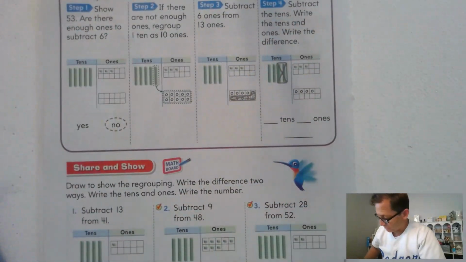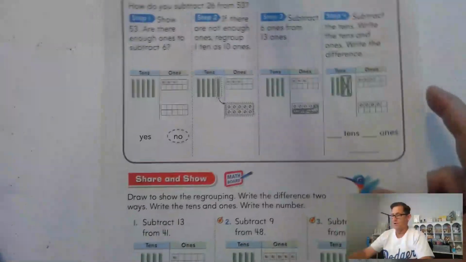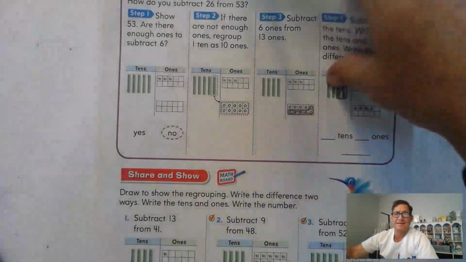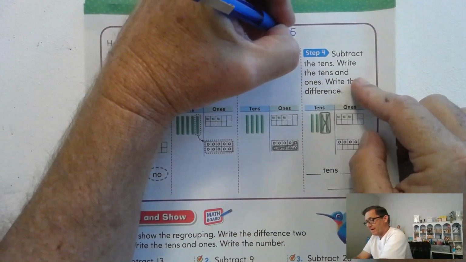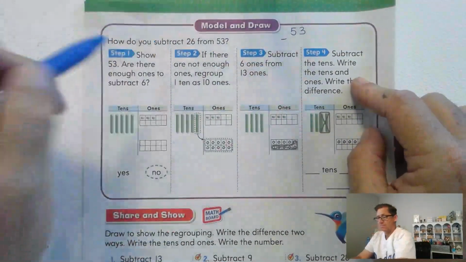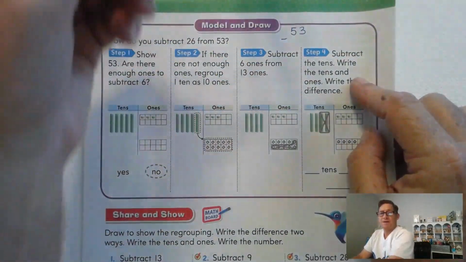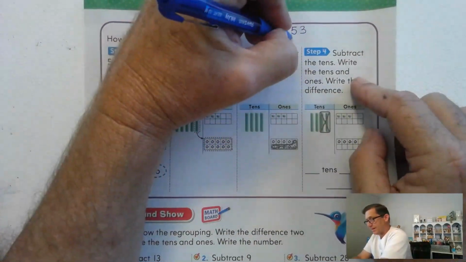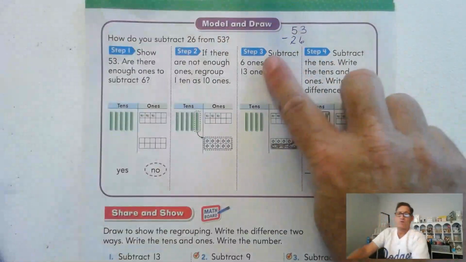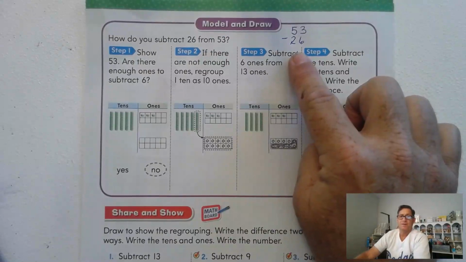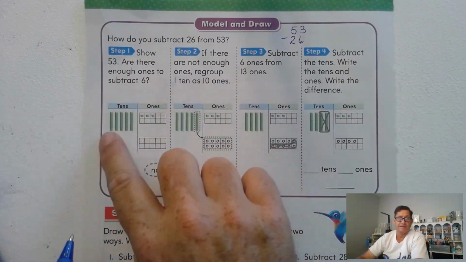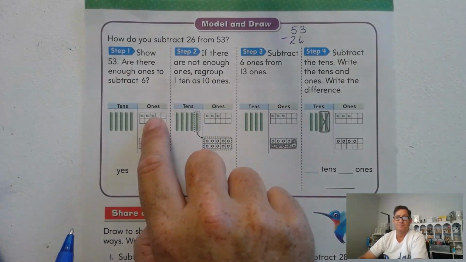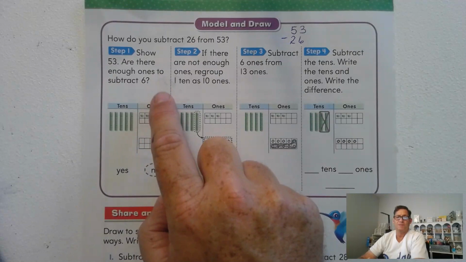Okay, all right, so let's go to page 238. So here are the steps. So how do you subtract 26 from 53? Well, I want to be able to have you write this problem. So we're subtracting 26 from 53. That means we have 53 and we need to take away 26. So step 1, show 53 by modeling. That's 5 tens and 3 ones. Are there enough ones to subtract?